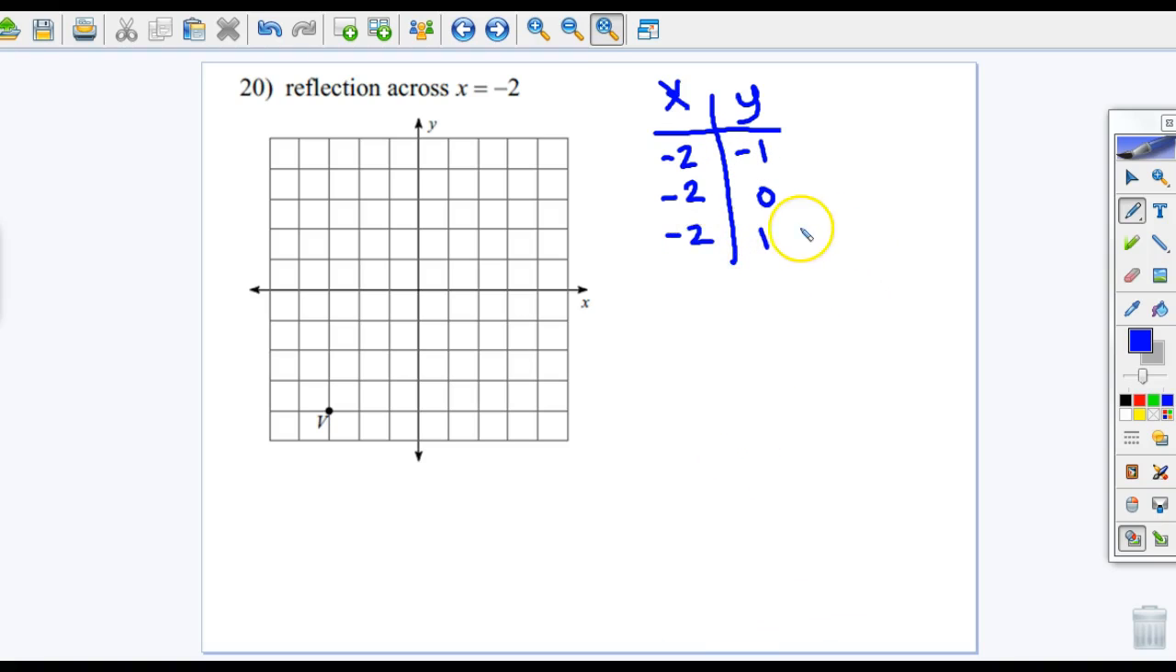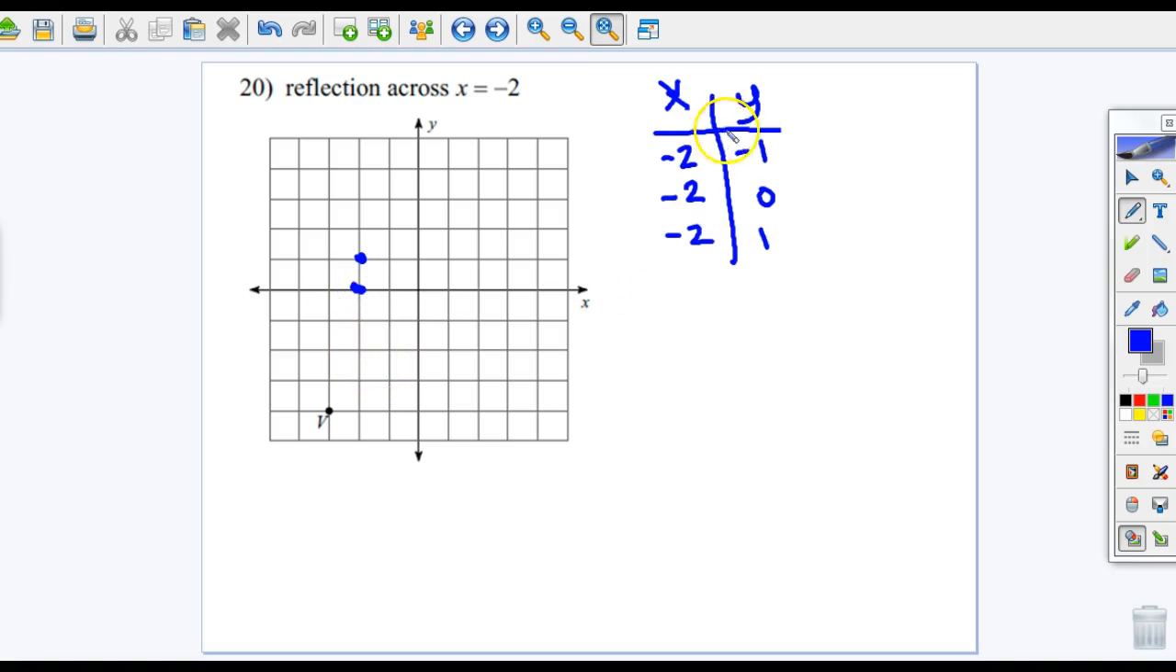And then I'm going to plot these ordered pairs. So I start at my point of origin. I'm going to go left 2 for -2, and then y is going to be 1. So I'm going to go up 1. Go to my next one, -2, and then y is going to be 0.